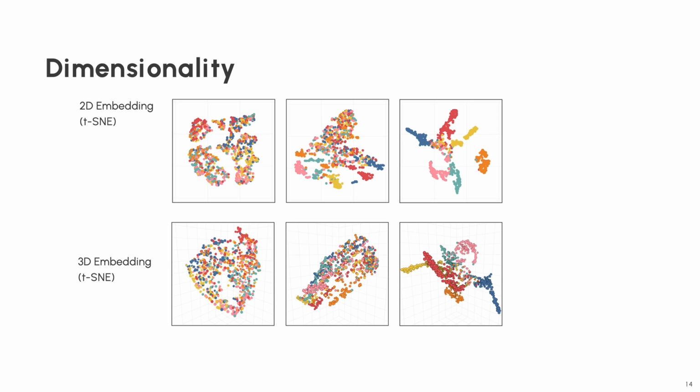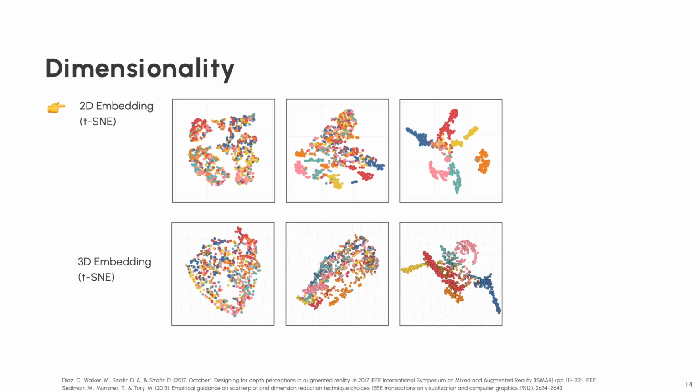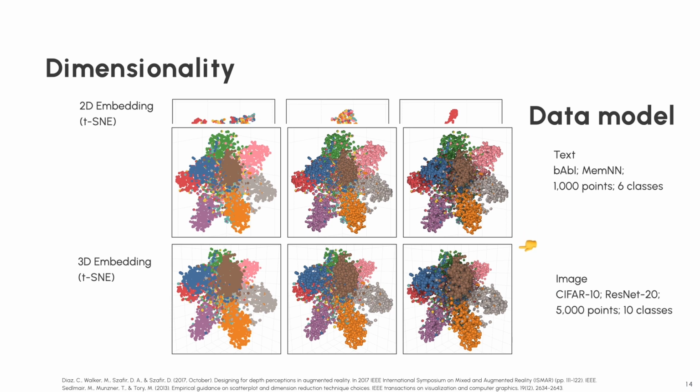The last visual cue we considered is dimensionality. We projected the high-dimensional last hidden layer outputs to a 2D or a 3D space. Note that the top and bottom are the projections of the same dataset. Finally, we consider different data models. Because the shape of clusters and the number of data points both can affect participants' perception, we used a text dataset plus a memory network and an image dataset plus a residual network to generate 2 sets of hidden layer outputs.